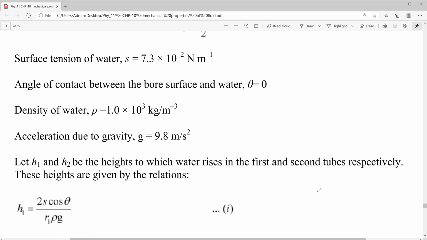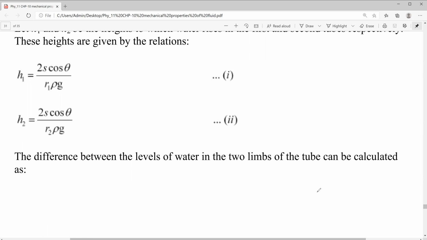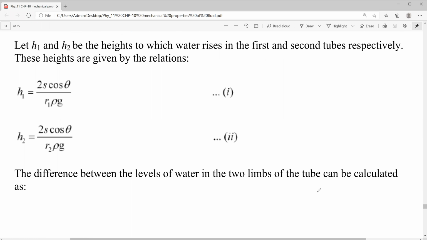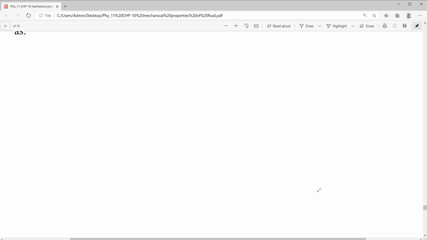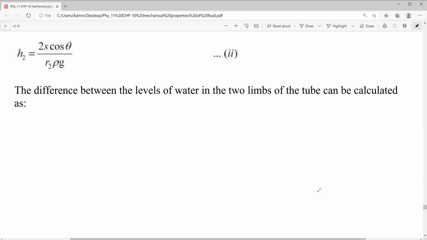Let h1 and h2 be the heights to which the water rises in the first and second tube. So h1 is equal to 2s cos theta divided by r1 into rho g. Let us consider that as equation 1, and h2 is given as 2s cos theta divided by r2 into rho g. So the difference between the levels of water in the two limbs of the tube can be calculated by taking the difference of these two.